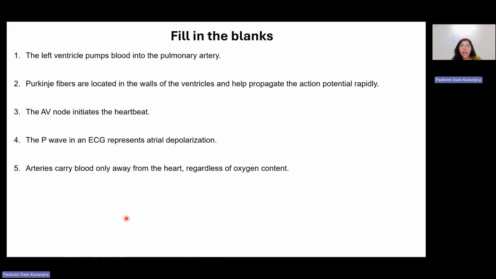So the answers are these. The first one says the left ventricle pumps blood into the pulmonary artery, which is false, because the left ventricle pumps blood into the aorta. So aorta is an artery. Now the next one is true. Purkinje fibers are in the last segment, so they are for the ventricles. They're propagating the action potential in the ventricle.